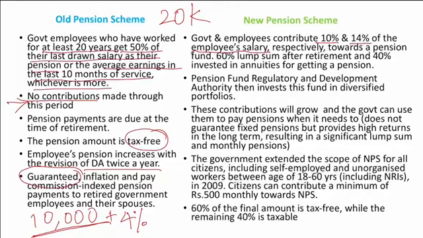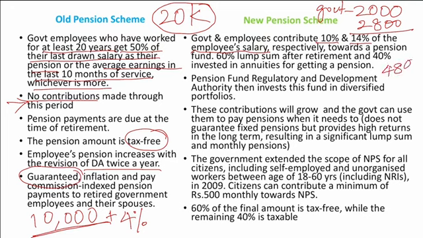So let's go by the same premise where you have an employee who was getting 20,000 as their salary. 10% of this would be 2,000 rupees. 2,000 rupees would be contributed by the government every month. Government would put 2,000 rupees into the pension fund, and then the employee will contribute 14%. 14% by the employee would mean 2,800, which would make the entire amount 4,800, right?